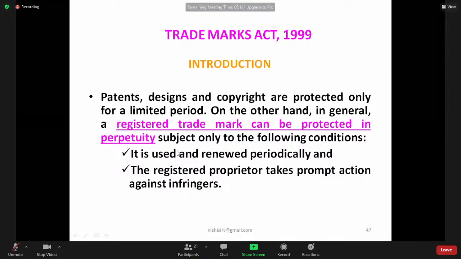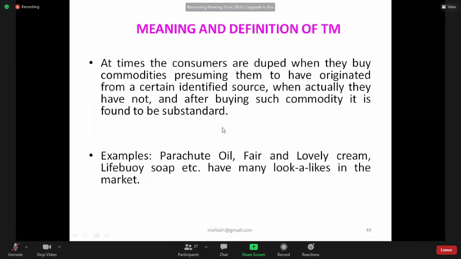In our country, we have the Trademarks Act. According to this, patents, designs, and copyrights are protected for a limited period. At the time consumers buy the commodity, they presume it originates from a certain identifiable source. The protection lasts as long as you use the mark. There is an option for renewal also, right?